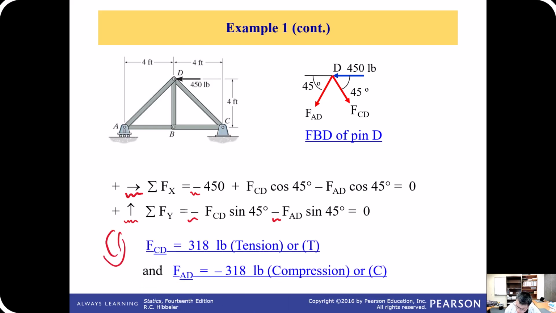FCD is a positive 318 pounds, which means the force direction is the same as our assumed direction, and the member FCD is in tension. And for FAD, it's negative, which means FAD is in compression.